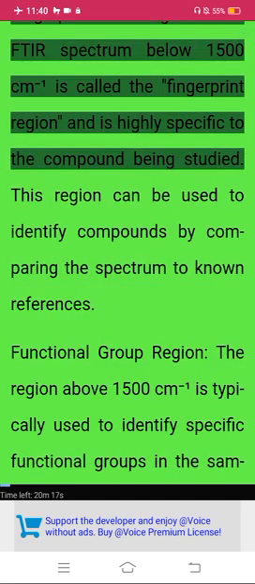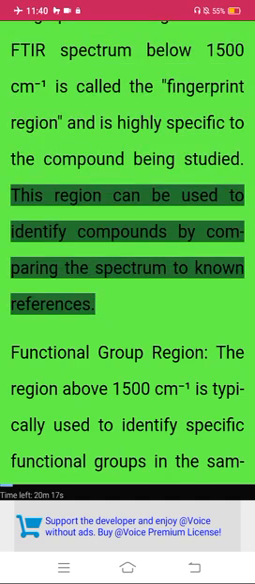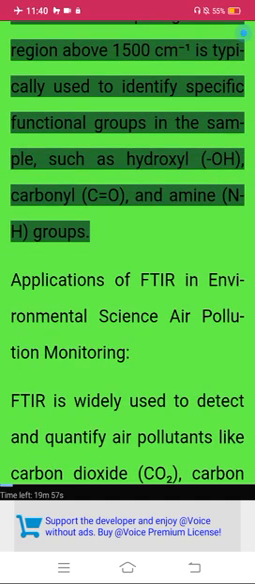Fingerprint region. The region of the FTIR spectrum below 1500 cm⁻¹ is called the fingerprint region and is highly specific to the compound being studied. This region can be used to identify compounds by comparing the spectrum to known references. Functional group region. The region above 1500 cm⁻¹ is typically used to identify specific functional groups in the sample, such as hydroxyl O-H, carbonyl C=O, and amine N-H groups.